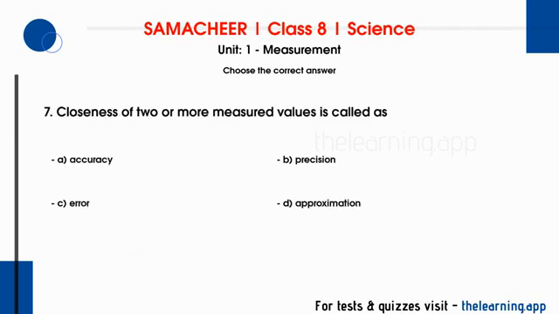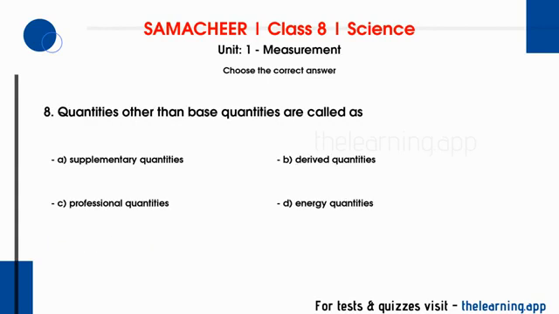Question 7. Closeness of two or more measured values is called as. Options are A. Accuracy, B. Precision, C. Error, D. Approximation. Correct answer is B. Precision. Question 8. Quantities other than base quantities are called as.